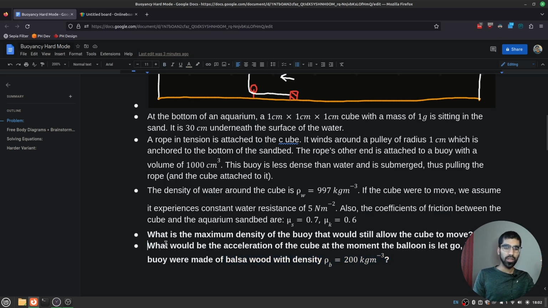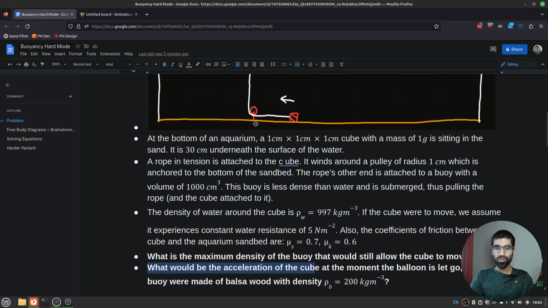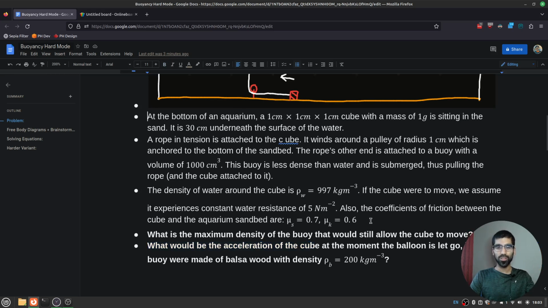The second part is, if the buoy were made of this particular material, a very light kind of wood, then what would the acceleration of the cube be at the very moment that the buoy is let go and allowed to float up? So if you're looking for a challenge, you can pause the video right here.